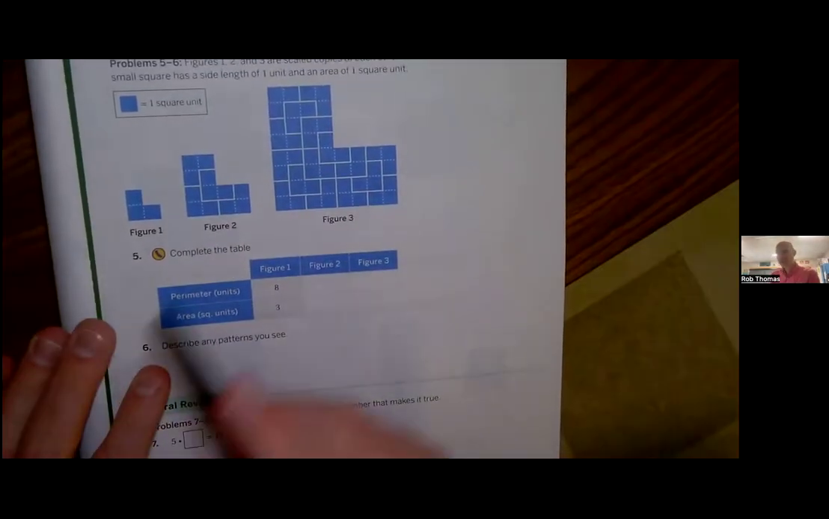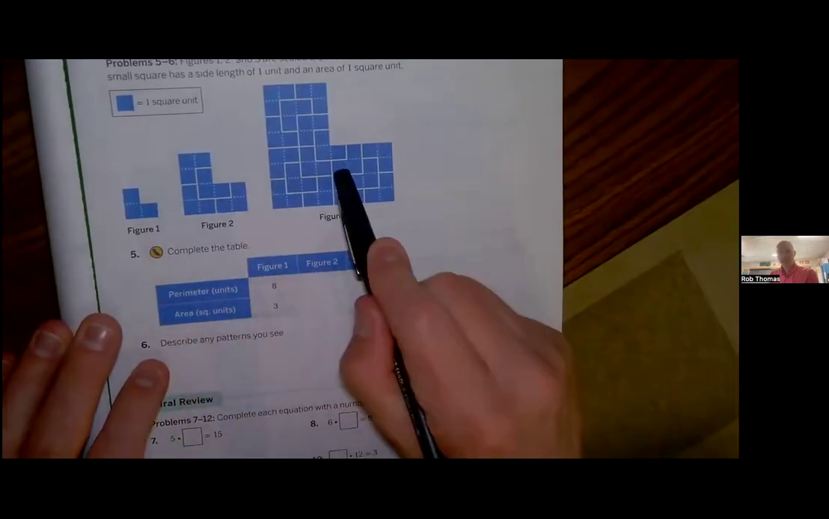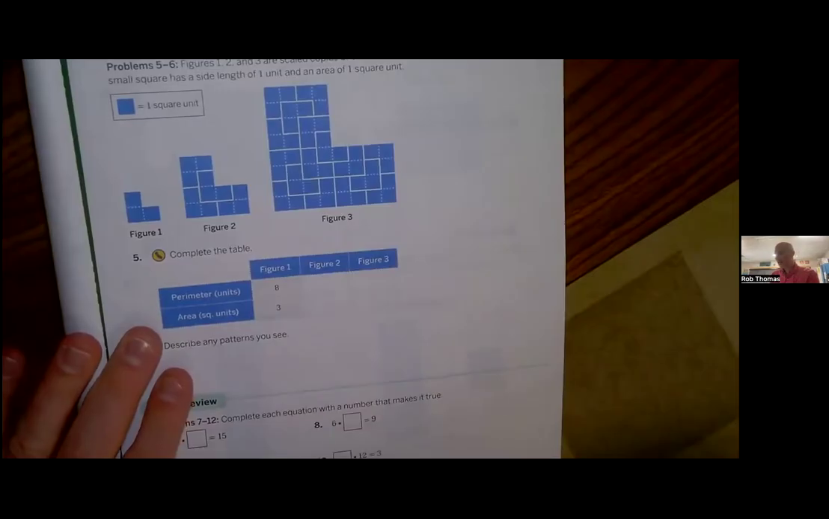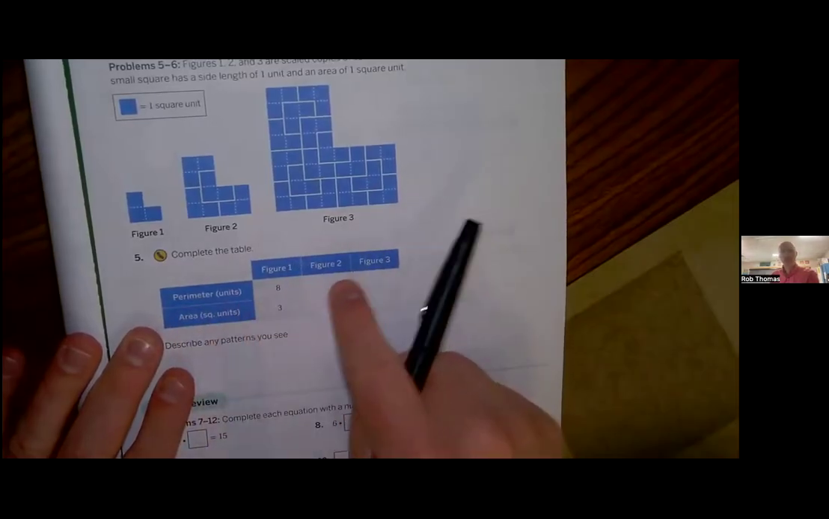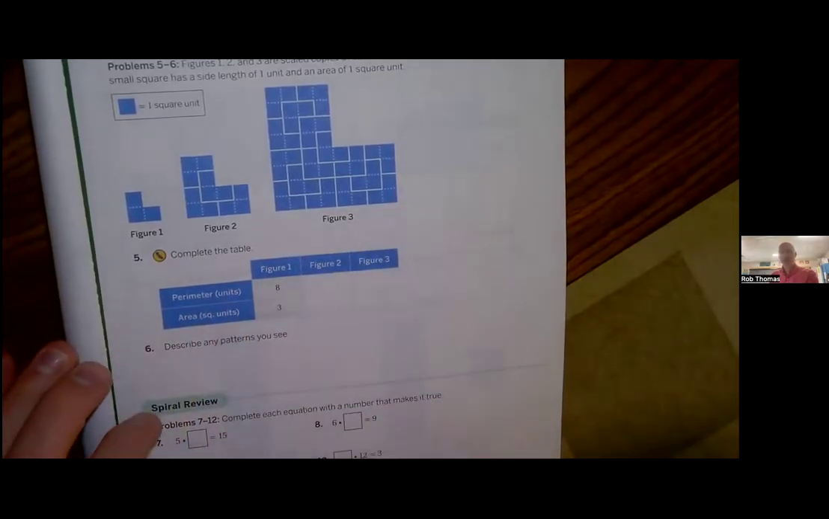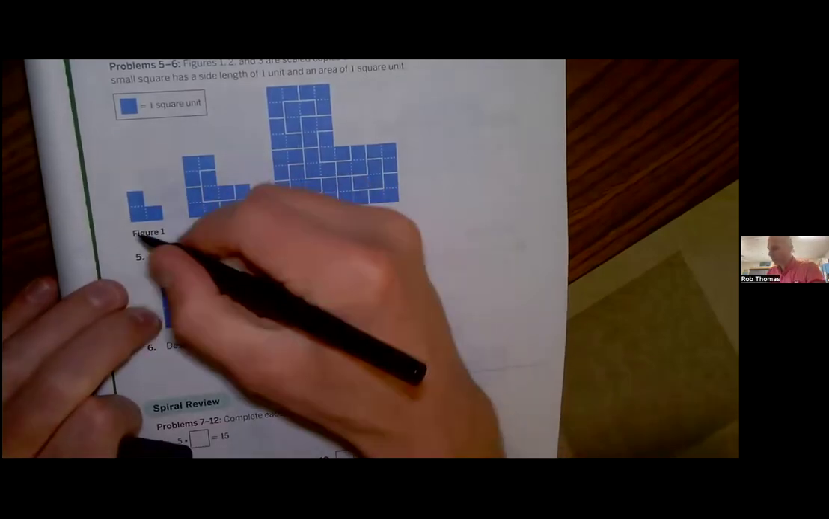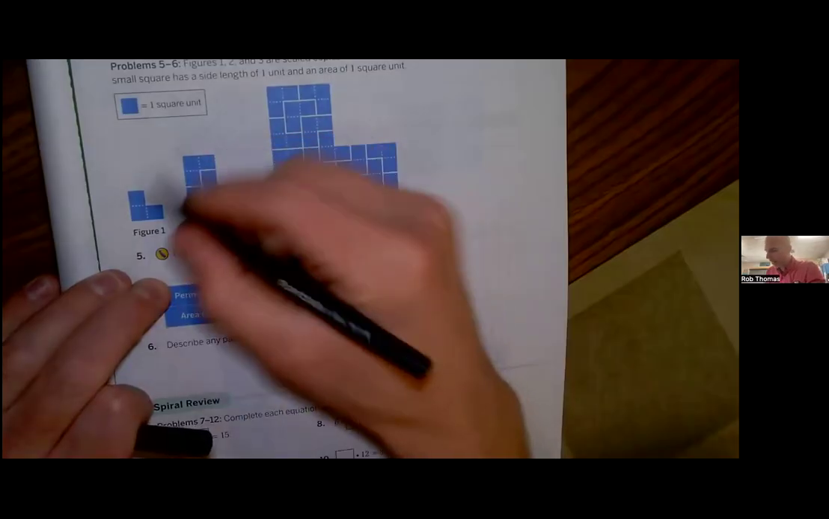And it's telling us that all three of these figures are scaled copies of each other. So we know that as fact. And we're supposed to just figure out their perimeters and their areas and describe any patterns we see. So the perimeter is when you count around the outside. So I'm going to do perimeter in black.